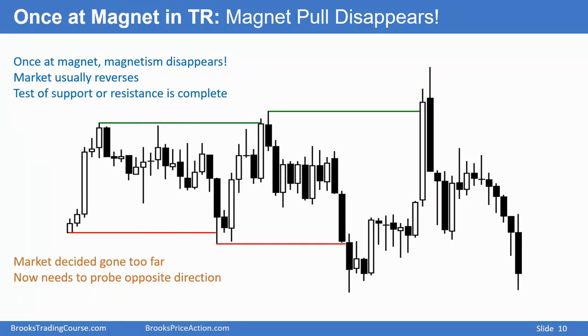Once the market reaches the magnet, the support or the resistance, the magnetism disappears, and the market usually reverses and tests the opposite support or resistance. The market deciding that it's gone too far down and needs to probe up. The market's deciding it's gone too far up, it has to probe down. It's constantly searching for the best price, and it usually has to go too far to determine how far enough is.